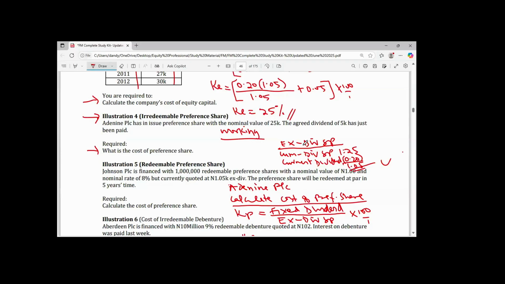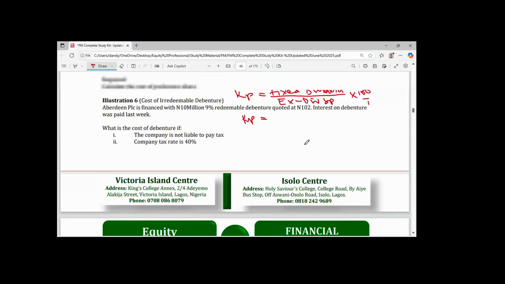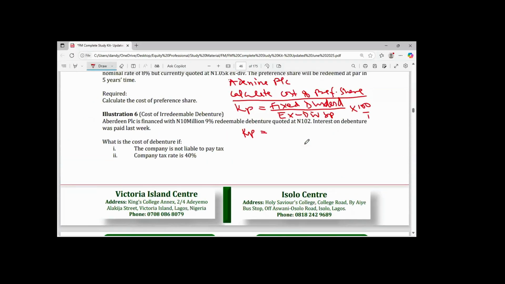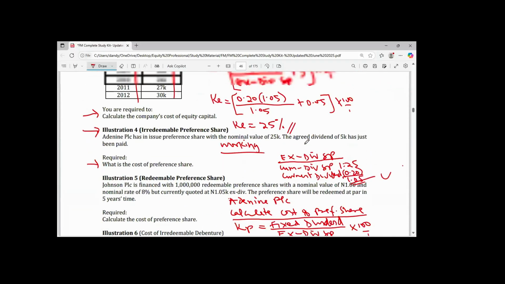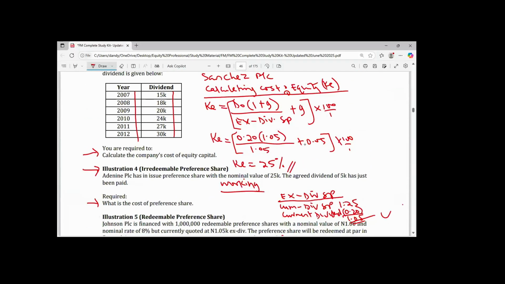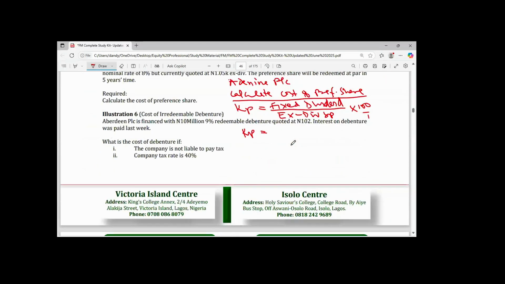All right. So in that case, I would then come here. My Kp in this case will be equal to fixed dividend. We are told that the agreed dividend of 5 kobo has just been paid. That means that 5 kobo is Ex-div. It's already Ex-div. The 25 kobo is already Ex-div. So I would then say 5 kobo. If I like, I can say 0.05 or I just leave it at 5. It's the same thing you get. Divided by Ex-div share price.